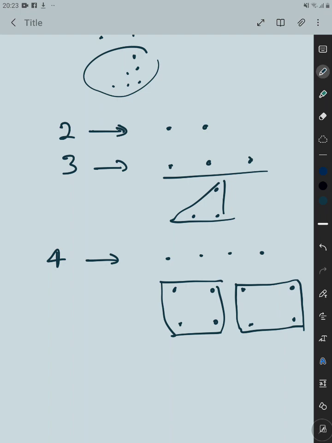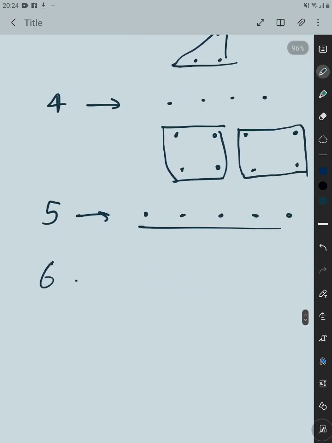Let's take another example, let's take 5. With 5 we can make only a line. So the line is there. We cannot make a square from this. We cannot make a rectangle from this. We cannot make a triangle also from this. So we'll leave it.